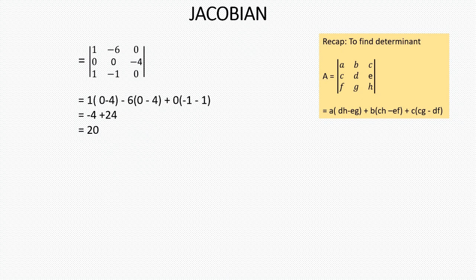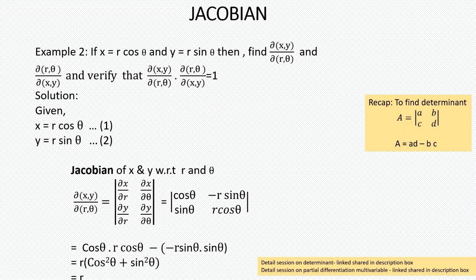Example 2. If x is equal to r cos theta and y is equal to r sin theta, then find ∂(x,y)/∂(r,θ) and ∂(r,θ)/∂(x,y). Solution. Given x is equal to r cos theta, equation 1. y is equal to r sin theta, equation 2. Jacobian of x and y with respect to r and theta, ∂(x,y)/∂(r,θ), is equal to this determinant.